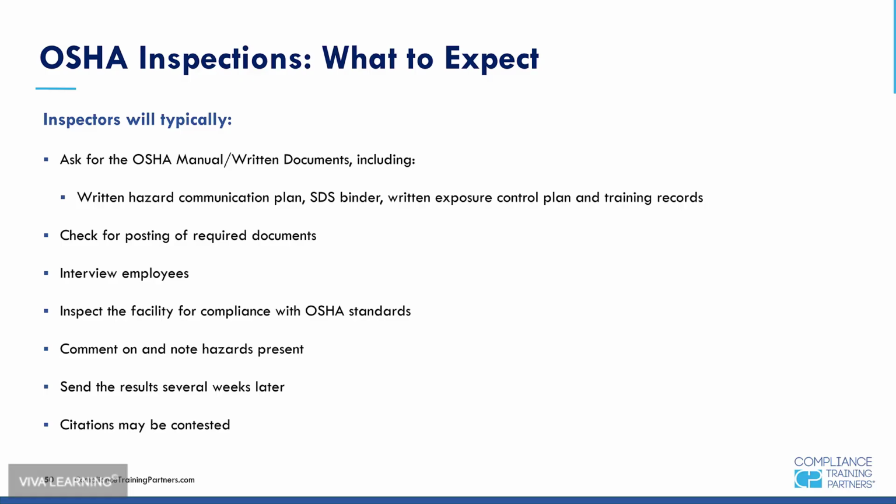The way an inspection would typically go, they want to see that OSHA manual that has the written documents in it. Of course, the written hazard communication plan and the exposure control plan are key. They're going to want to see your safety data sheet binder or your hard drive with those safety data sheets on it. They're going to want to see your records of training. That's really key. That's why I like you to keep 5 years of training records. And imagine how impressive it is when they come in. The way an inspection typically starts is, let's see your written documents.